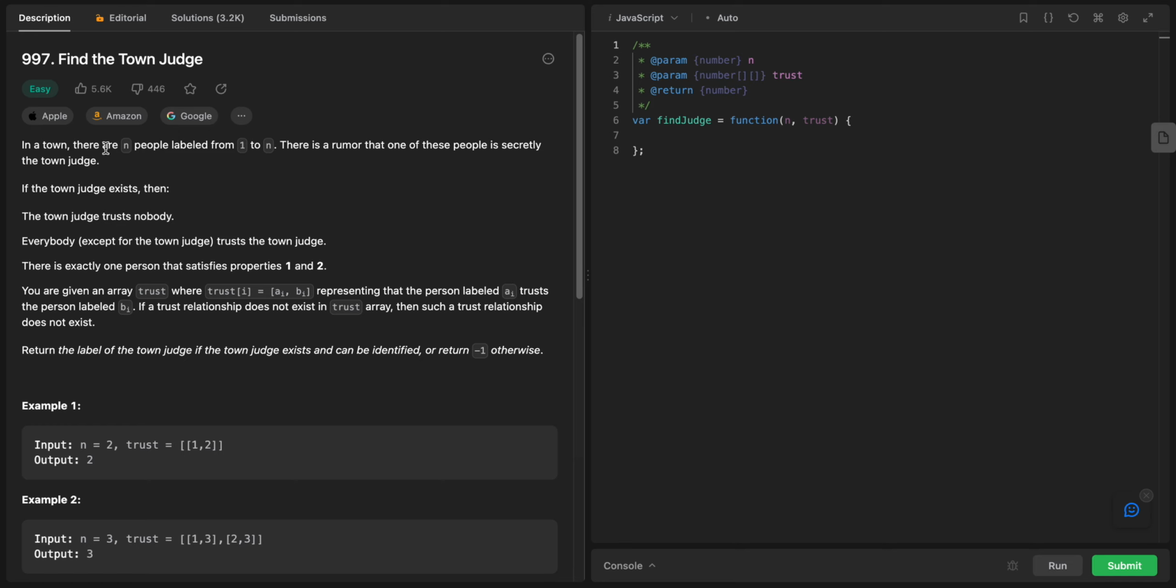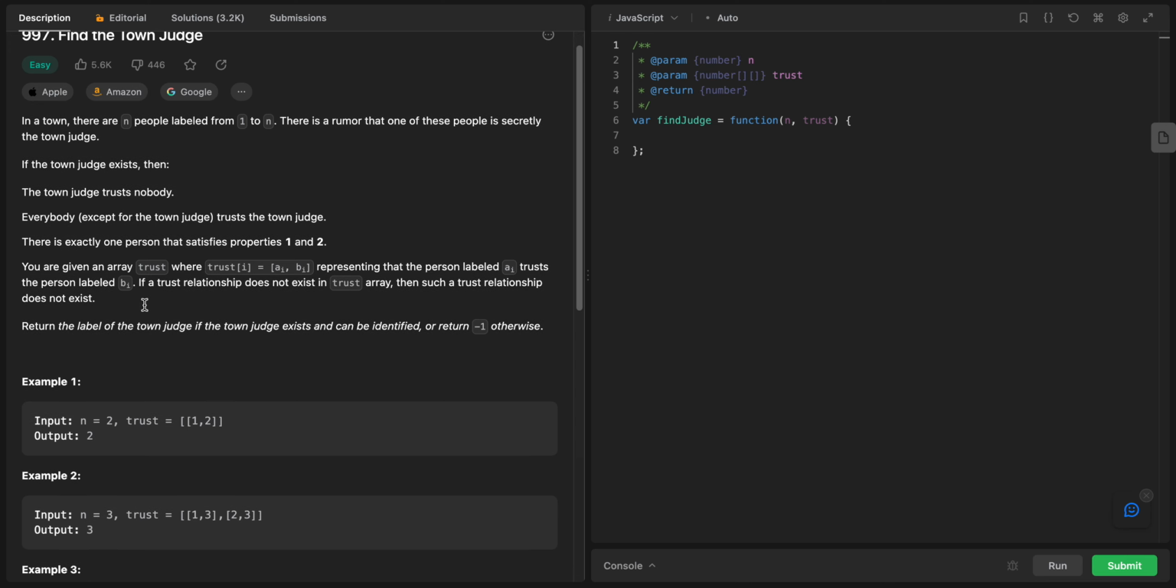Today we have this problem called find the town judge. It says that in a town there are n people labeled from 1 to n. There is a rumor that one of these people is secretly the town judge. If the town judge exists, then the town judge trusts nobody. Everybody except the town judge trusts the town judge. There is exactly one person that satisfies these two properties, 1 and 2.